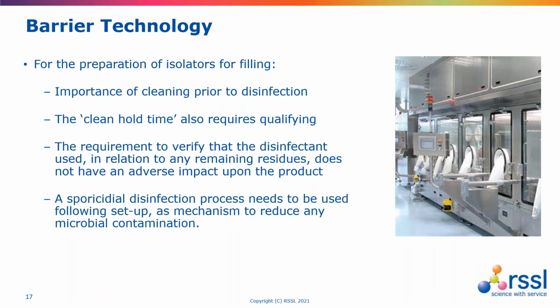There's also a point that when biodecontamination cycles are run, again using hydrogen peroxide as an example, the residuals from that are assessed so that they are not shown to adversely affect the product that has been filled. So that's something that might require some kind of R&D assessment, for example. And with RABS systems, there's a new requirement that the post-setup disinfection must be with a sporicidal agent.